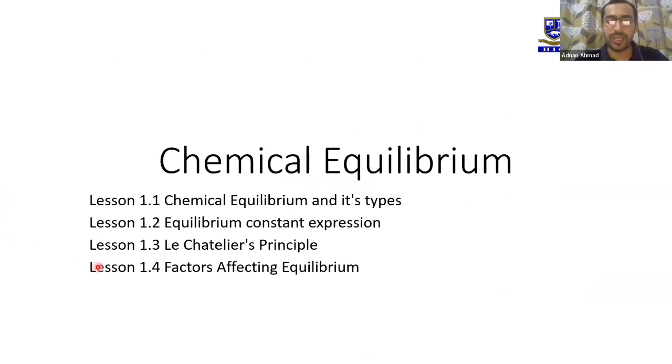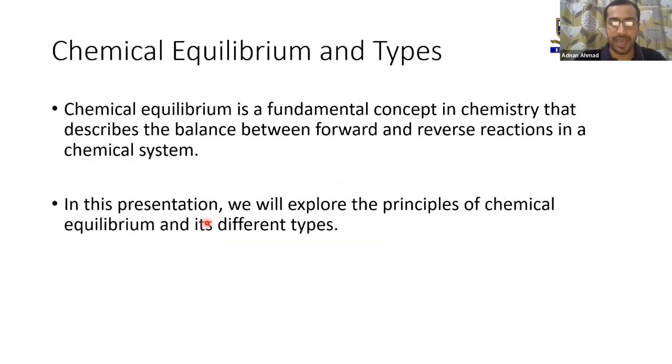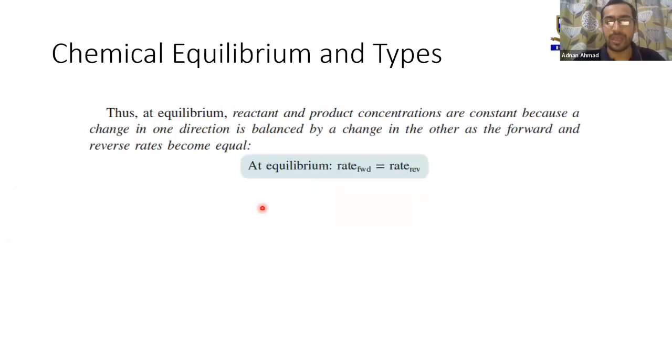We started with chemical equilibrium and its types, that is, what chemical equilibrium is. We discussed that chemical equilibrium is achieved when the rate of the forward reaction becomes equal to the rate of the reverse reaction, right? When a reaction is in such a condition, we can say that the system is in chemical equilibrium, and that is called dynamic equilibrium, right?